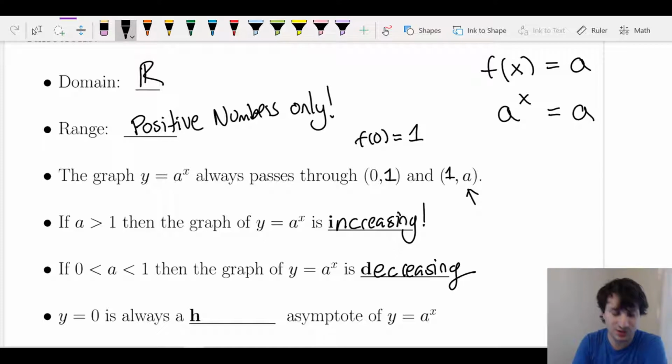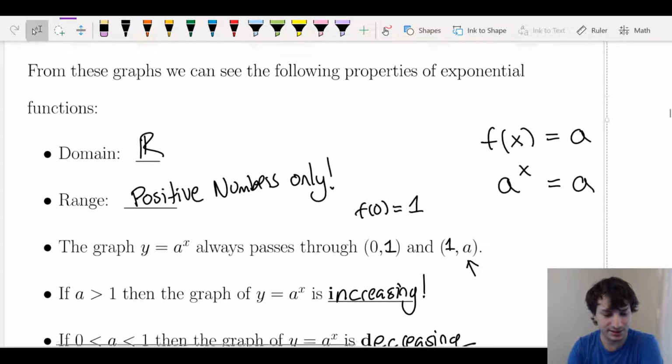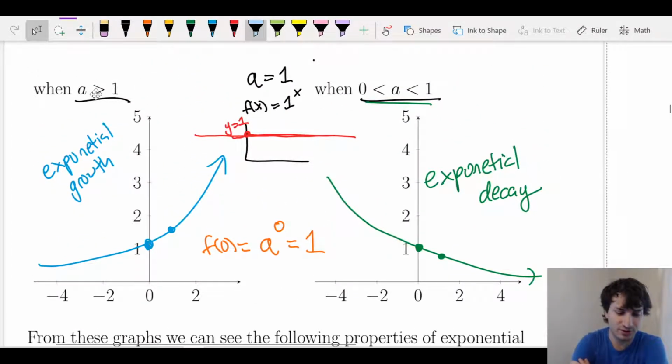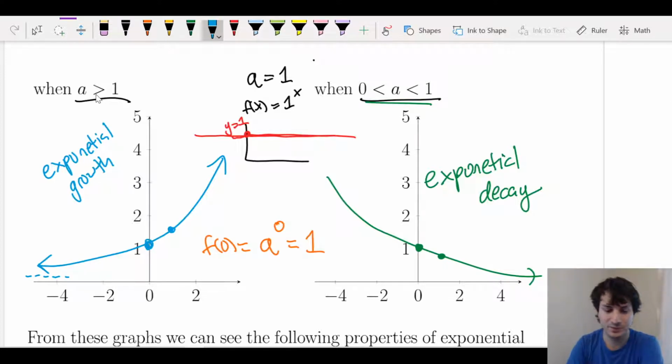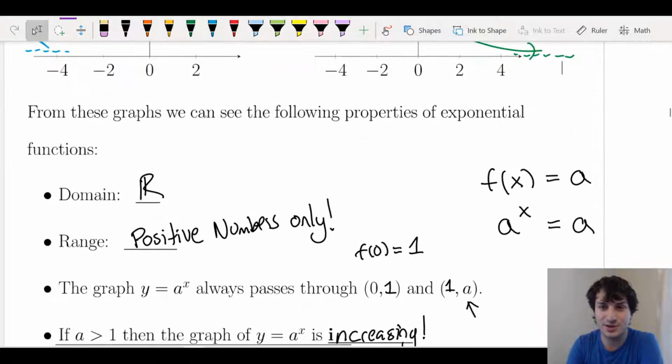y equals 0 is always a horizontal asymptote. A horizontal asymptote is what you approach when x gets either very large or very small. In this case, we're approaching y equals 0 as x is getting very small. So that's a horizontal asymptote over on this side. And in this case, we're approaching y equals 0 when x is getting very large. So that's a horizontal asymptote on the other side.